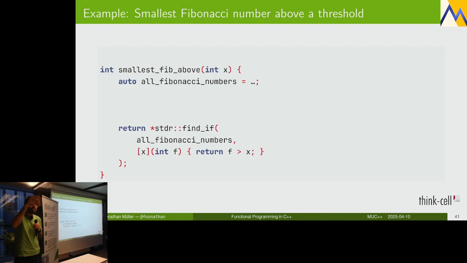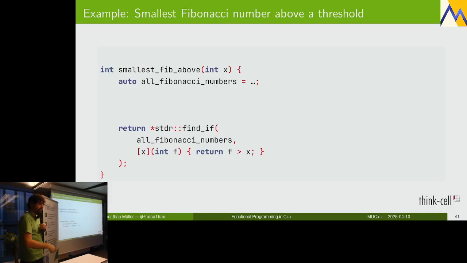So let's suppose we solve the first problem. So all Fibonacci numbers is all the Fibonacci numbers. And then it's just a find_if. And if we are smart and generated them in increasing order, then find_if finds the first one, and that is then by definition the first one that's greater than x.